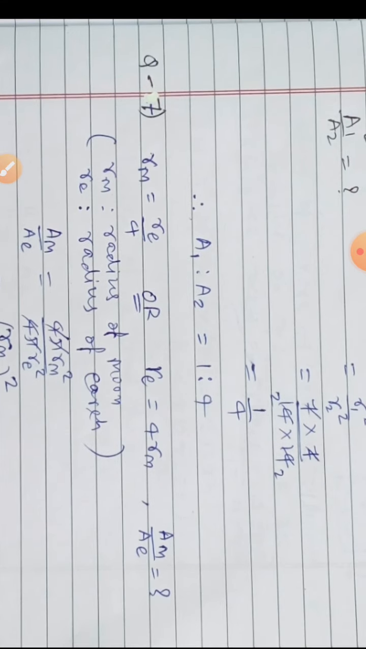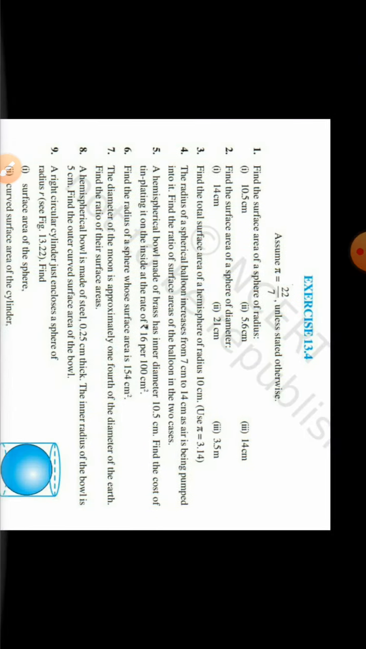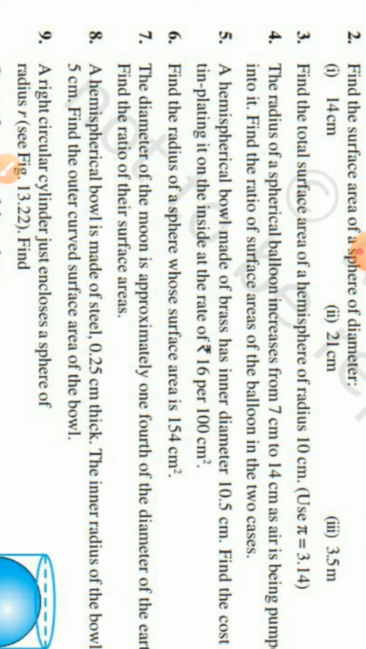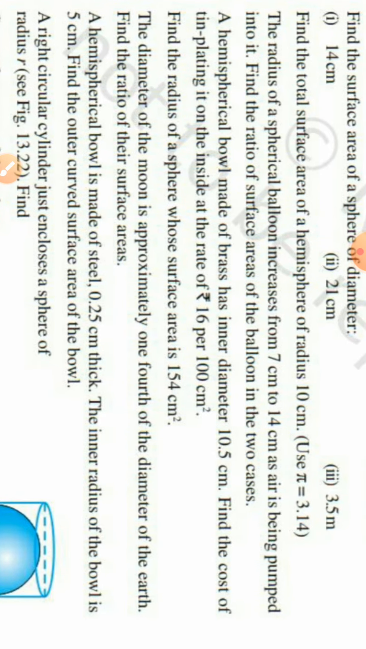Now look at question number 4. Before the solution of question number 4, read that question. The radius of a spherical balloon increases from 7 cm to 14 cm as air is pumped into it. Okay, we pump air into the balloon, so its radius priorly was 7 cm, now becomes 14 cm. Find the ratio of surface areas of the two balloons in the two cases. Two cases means smaller, bigger.